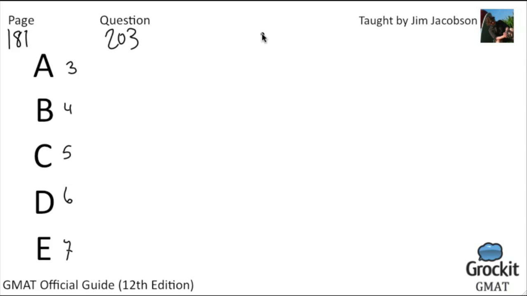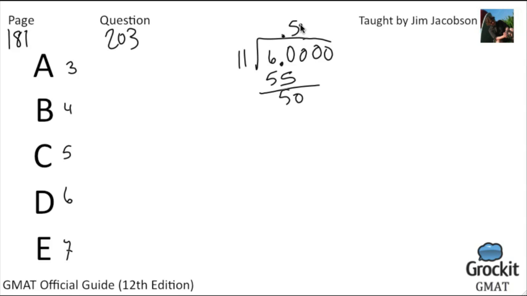So here we just really have to figure out what this decimal is going to equal. 11 goes into 6. We don't have any. So long division plays a prominent role in the GMAT. We'll add some zeros in there. So 11 goes into 65 times, we would get 55. 11 goes into 54 times, 5 times, 4. Okay, so we can see that it is 0.54 repeating.